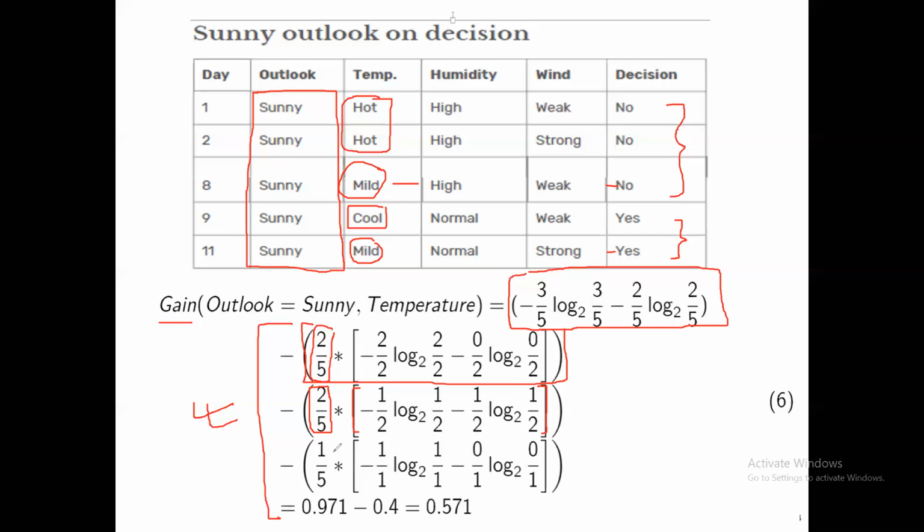And lastly, we calculate the weighted entropy for temperature equal to cool, right? Since there is only 1 cool value, the probability will be 1 out of 5 multiplied by the entropy, and since there is only 1 yes value, the pi will be 1 out of 1 for yes and 0 by 1 for no. By plugging in all the values, we can easily calculate that the information gain for temperature, given that outlook equals sunny, will be 0.571.